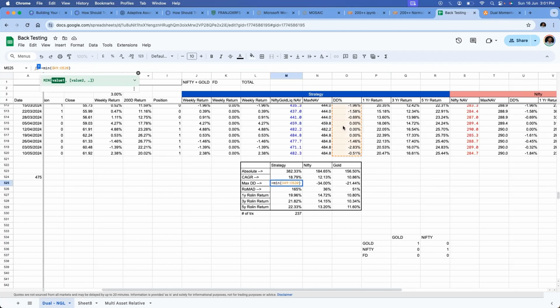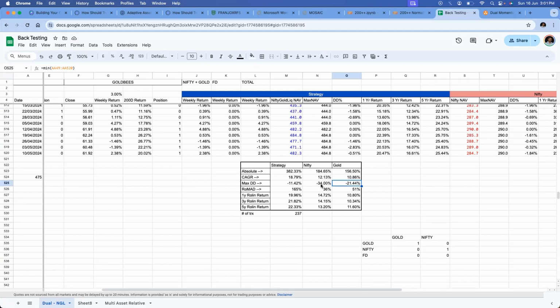If you see, this entire column is of drawdowns. Now, what I'm doing is identifying the minimum of all such values. Basically, that gives me the maximum pain. So for this strategy, the maximum drawdown it underwent is only 11.42. When you compare that with Nifty or gold, Nifty is at minus 34, whereas gold is minus 21.